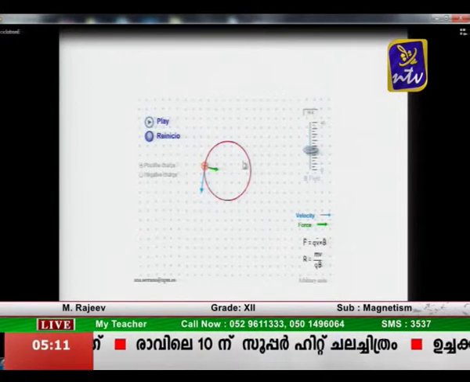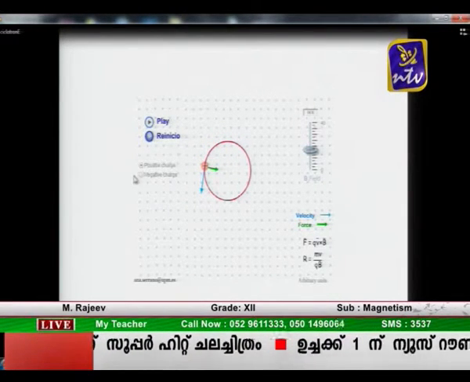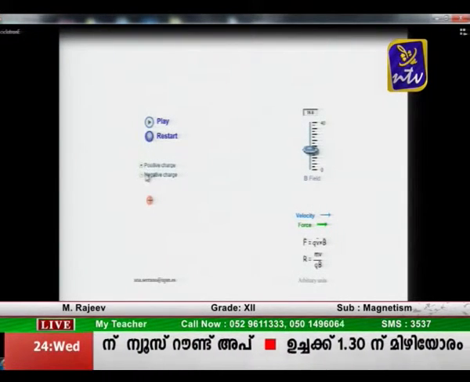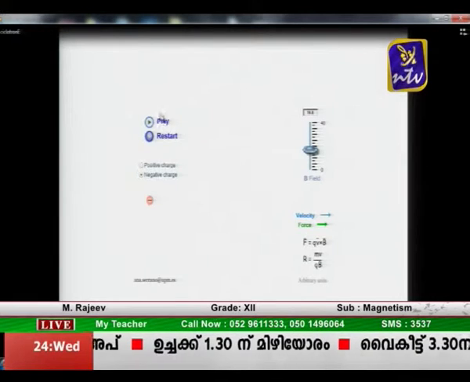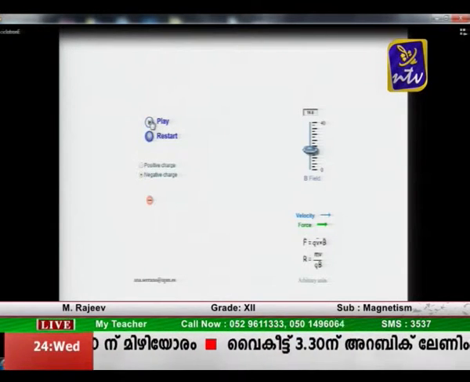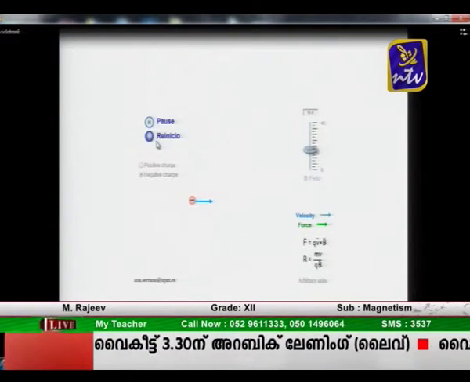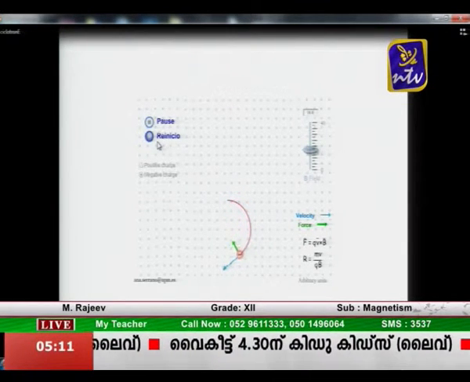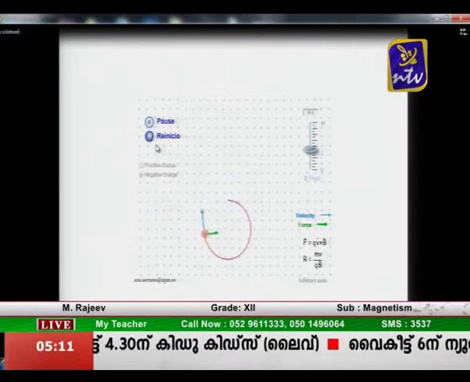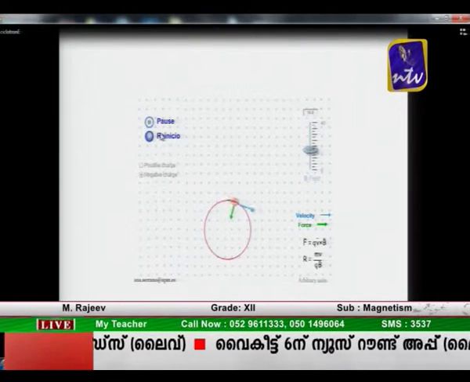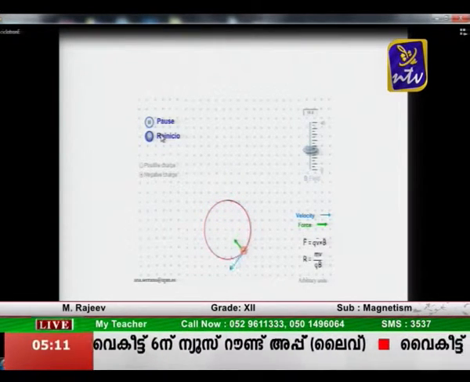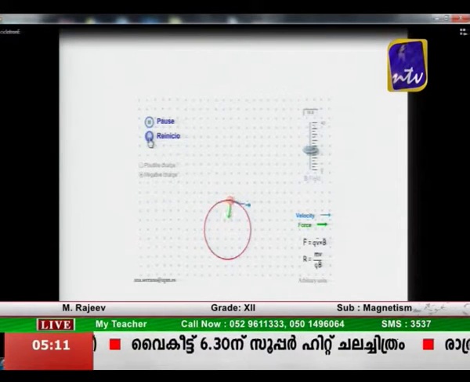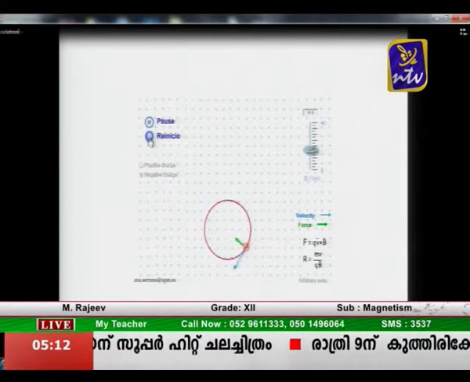Suppose I change this to a negative charge. If it is a negative charge, you see what's happening. Again, the charged particle is going through a magnetic field. Now the magnetic field is in such a way that it turns the other way. The direction of the force is reversed. The direction of force is in such a way that it will move in a circular path in this pattern. Why that is so? That is something which you have to explain now.